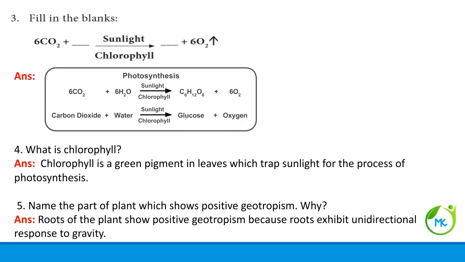Next question, what is chlorophyll? Chlorophyll is a green pigment. Where is it found? It is found in leaves. What is the function of chlorophyll? It traps sunlight. For what does it trap sunlight? For the process of photosynthesis. Next question, name the part of the plant which shows positive geotropism. Which part of the plant grows towards gravity? The root of the plant grows towards gravity. Why are they asking? Because it exhibits a unidirectional response to gravity.